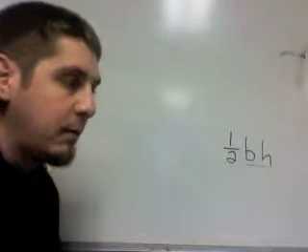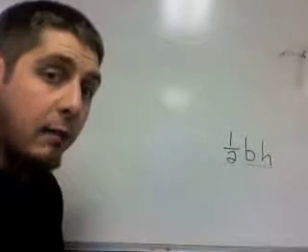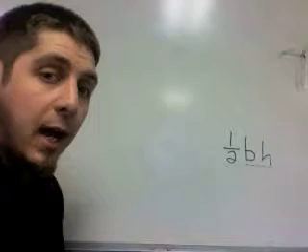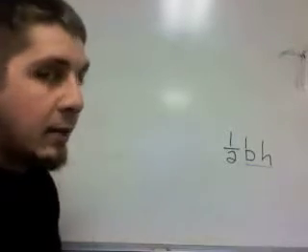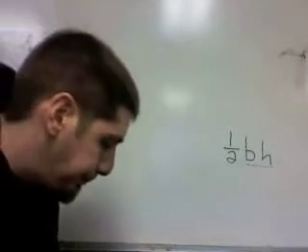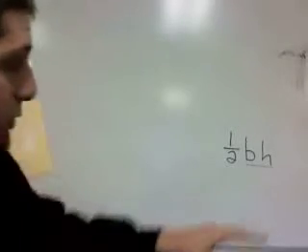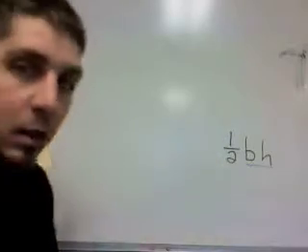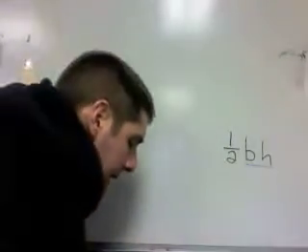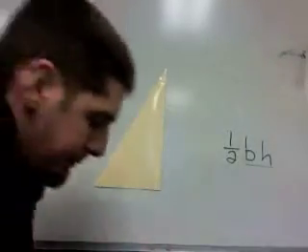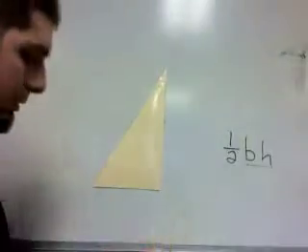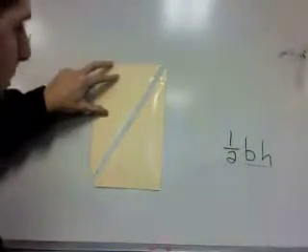So for example, if I multiply 10 by 1/2, I get 5. If I multiply 8 by 1/2, I get 4. 6 by 1/2, I get 3. So what this is doing is it's finding the area of half of a rectangle or square. And that's because every triangle is actually half of a rectangle or square.